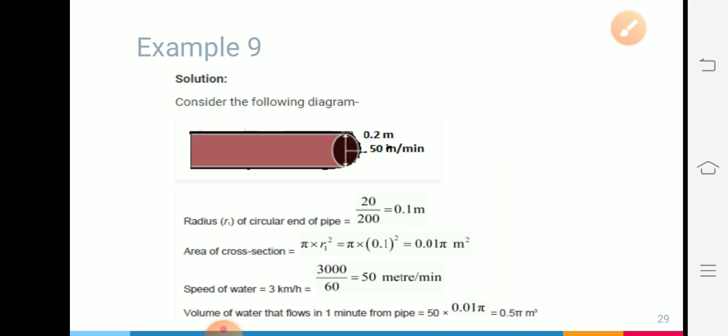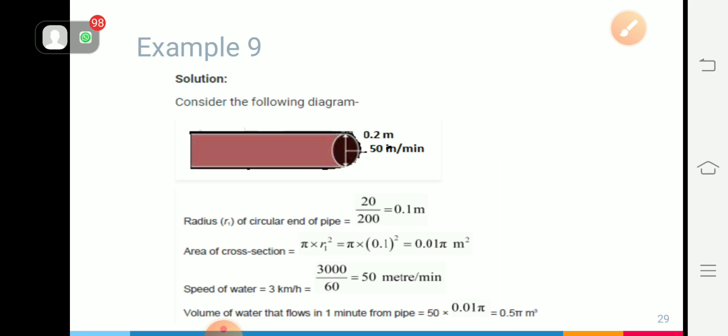Now look at the solution. This is the measurement of the pipe. It is given 0.2 is the diameter. So the radius will be equal to 0.1 meter. So the area of this cross section will be 0.01 pi.